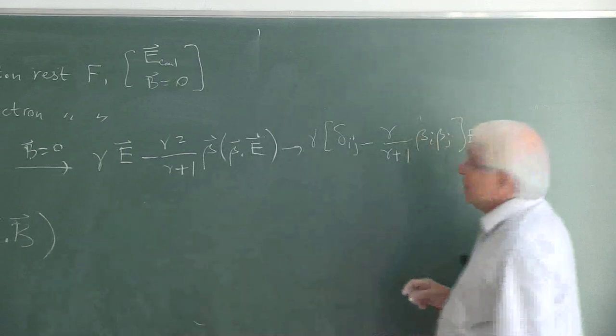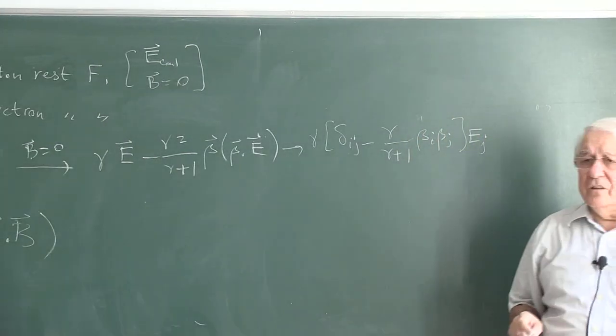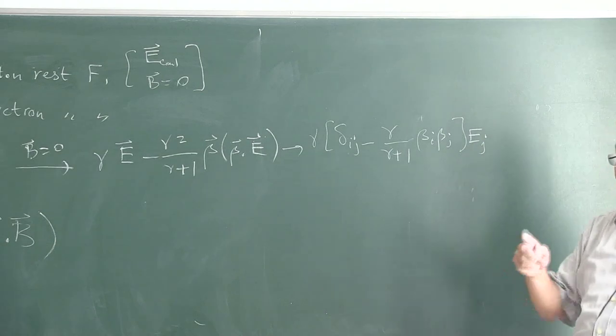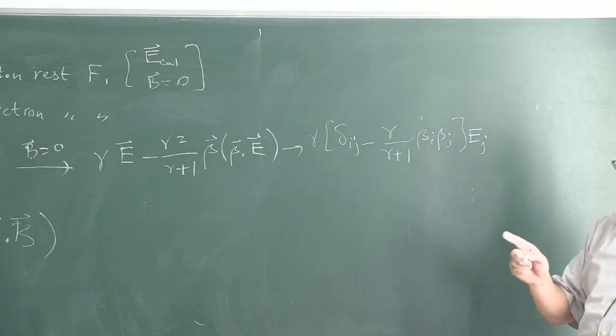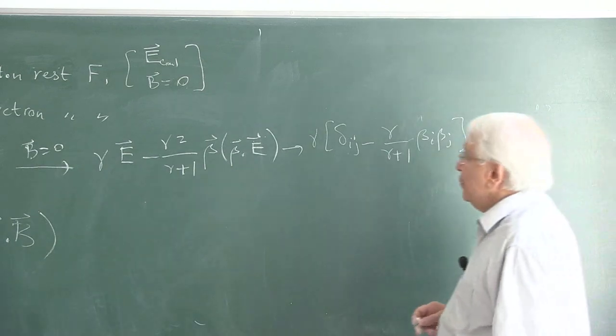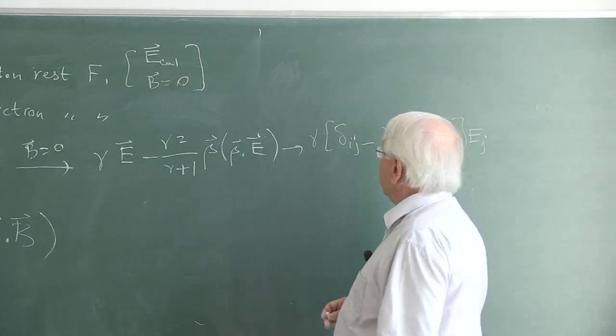Now, let's take them as Cartesian indices. I and j in three dimensions, I take the Cartesian indices. Therefore, I don't have to put them up or down. I and j mean x, y, z, Cartesian. Therefore, there's no confusion.